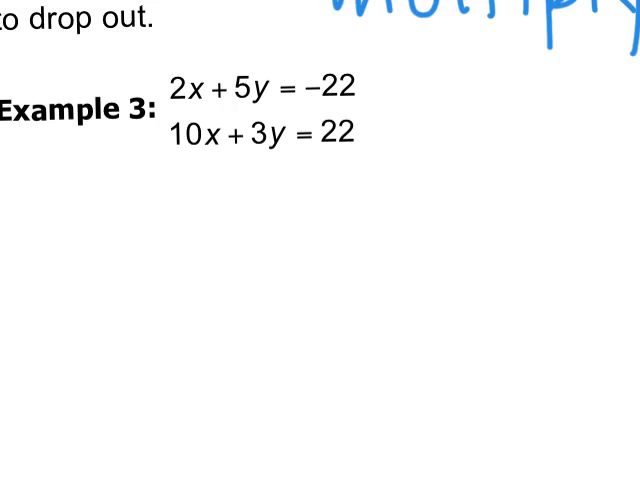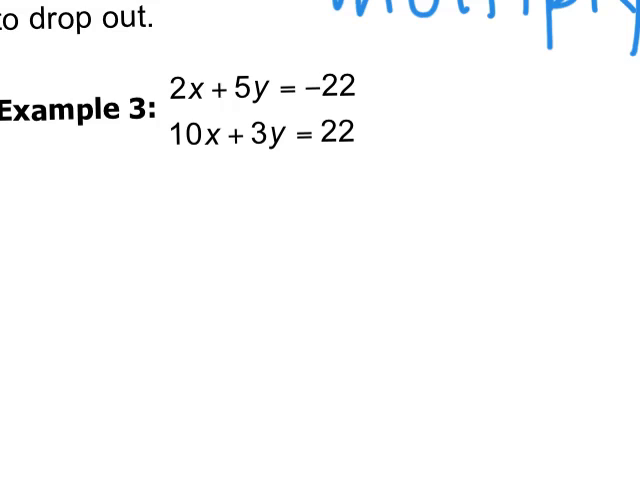Which one does it look like we would be able to do that with? The x's or the y's? The x's, right? Because the y's, if I look at the y's, 5 and 3, I'm not going to be able to multiply 3 by something to make it 5 unless it's a decimal, and that just gets messy. In order to match up the y's and make them whole numbers, I would have to make them both 15. So I would have to multiply both equations. That's not the route I want to go if I don't have to.